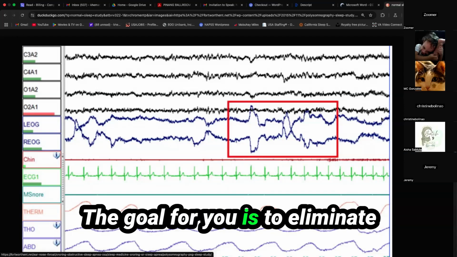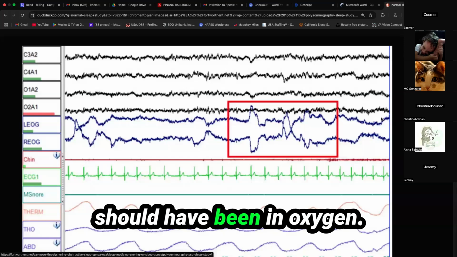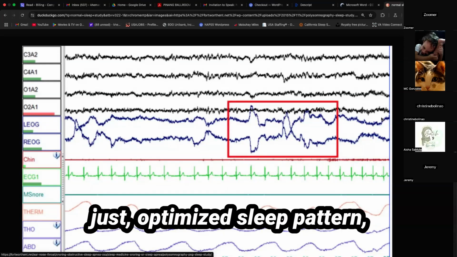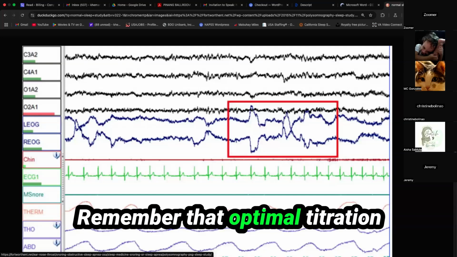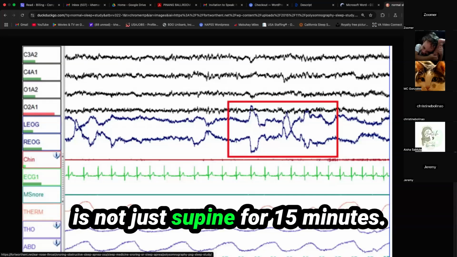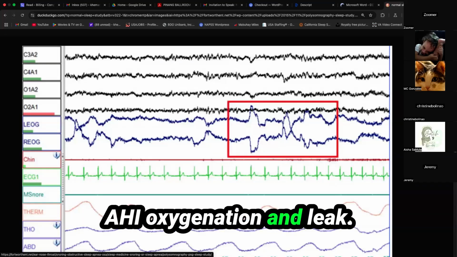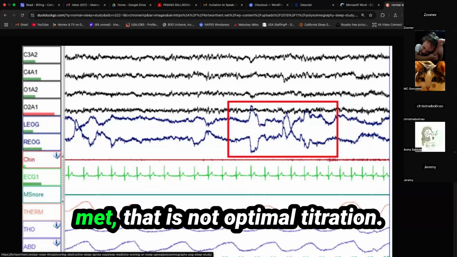The goal for you is to make sure the patient has optimal oxygen saturation, not just an optimized sleep pattern, but also optimized ventilation. Remember that optimal titration is not just REM supine for 15 minutes. It also requires normal AHI, oxygenation and leak. So if the other parameters are not met, that is not optimal titration.